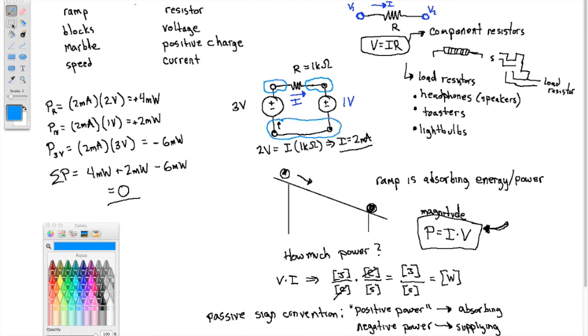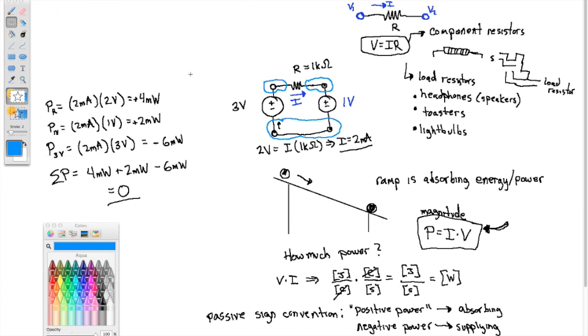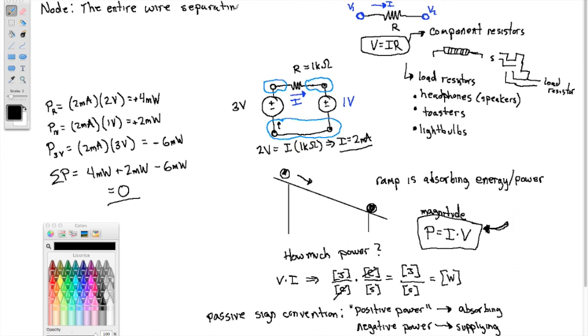Let me define nodes for you. Okay. A node is the entire wire separating at least two components.